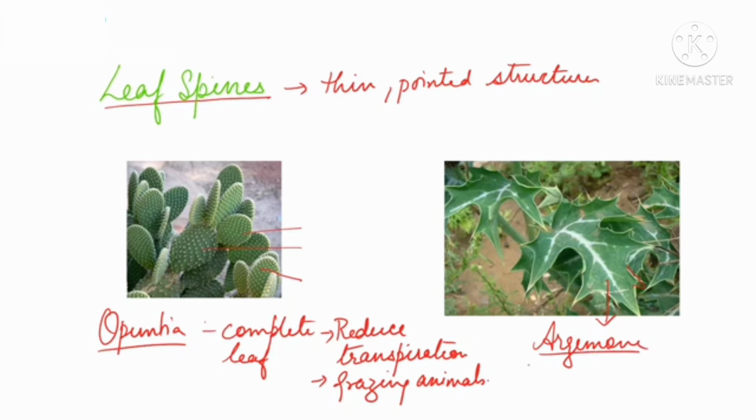What are the adaptations provided by the modification in the cactus plant? It helps the plant to survive in hot and dry climate, and it protects the plant from grazing animals.